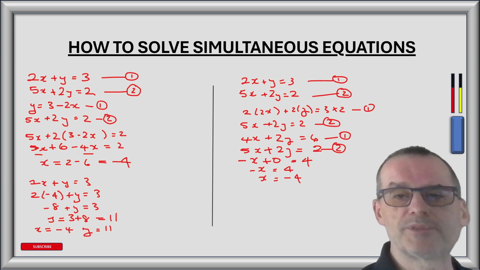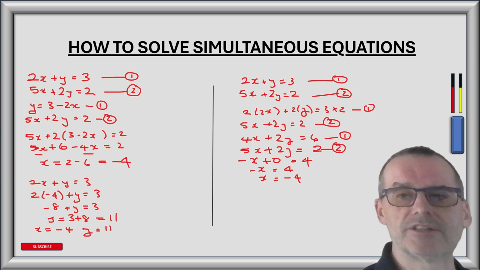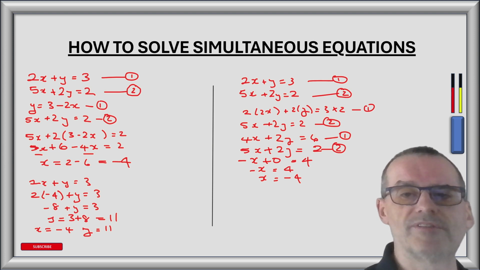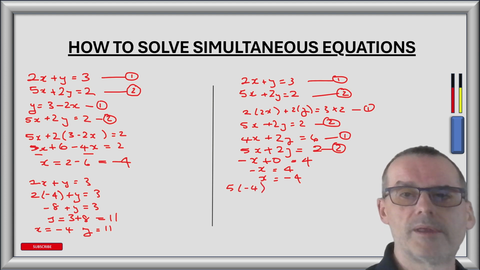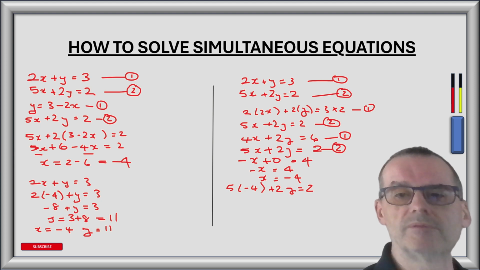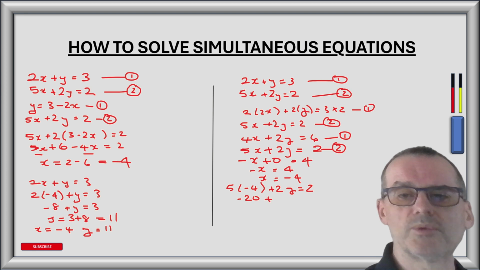Now if we substitute the value of x into either equation 1 or 2, we will be able to solve for the value of y. So let's substitute into equation 2. Equation 2 now becomes 5 times minus 4 plus 2y equal to 2. If we multiply this out, 5 times minus 4 is minus 20, plus 2y equal to 2.